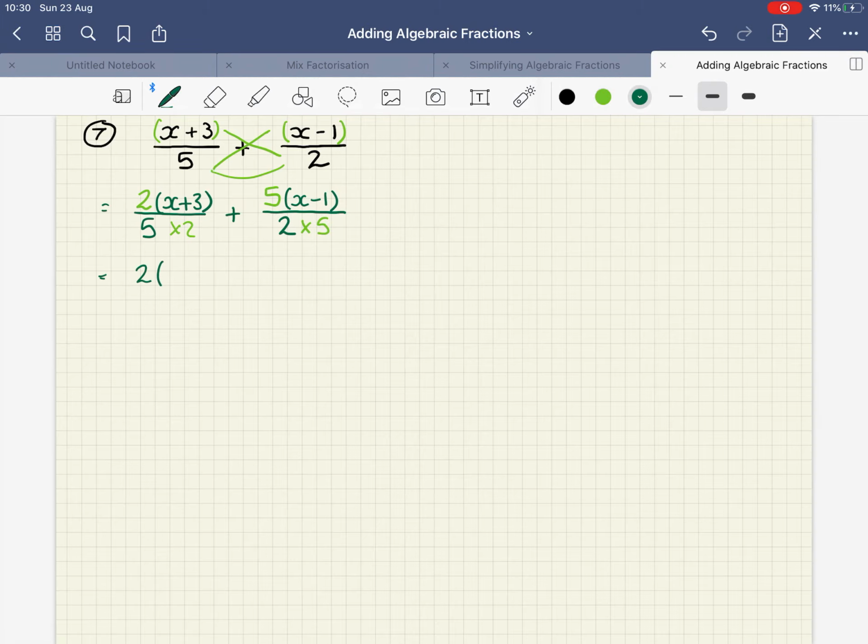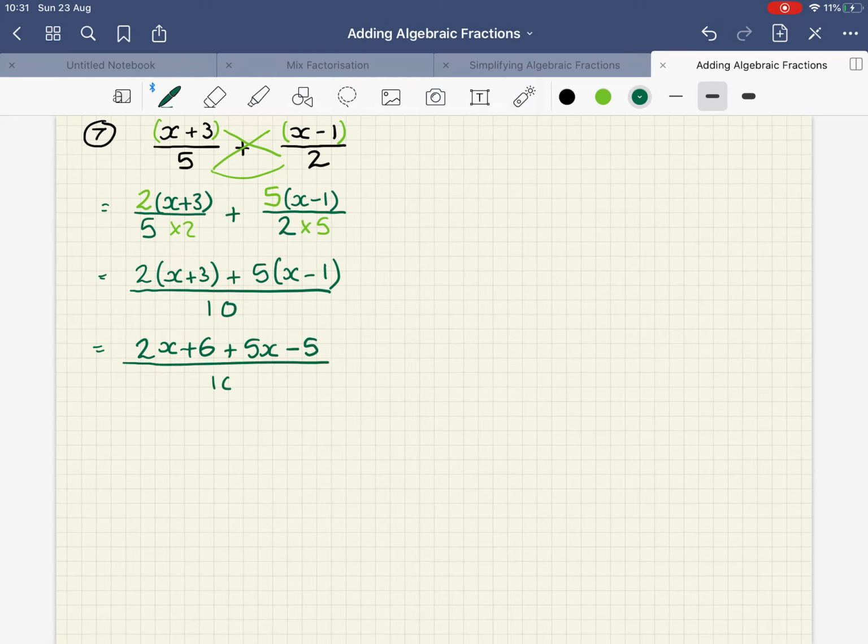And then putting it all onto one fraction, same as before. Oh, I went to expand it. There we go. And then I can expand my brackets. And collect my like terms.